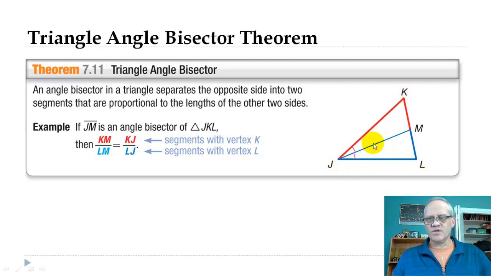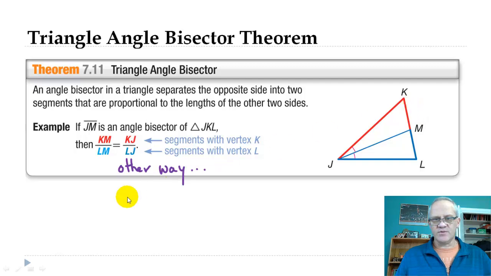The other way that you could set this up, which will work, and I always seem to remember this one a little bit better, is you can just take the KM here and put it over JK. So put the red part, the red side here, over that red side. So KM over JK. And that would equal ML over JL.